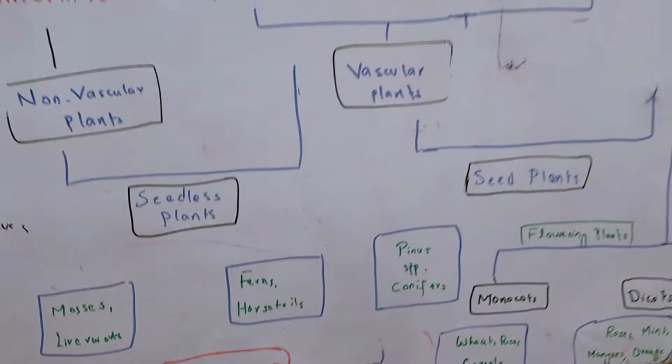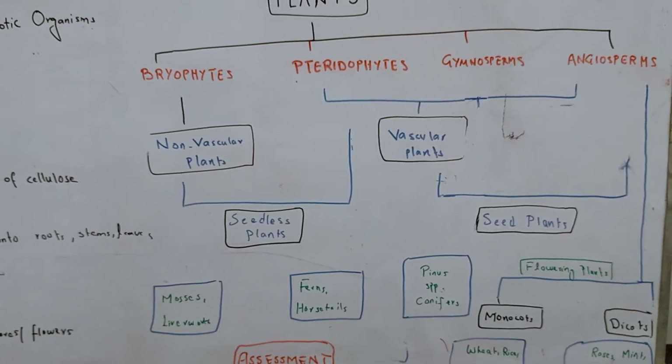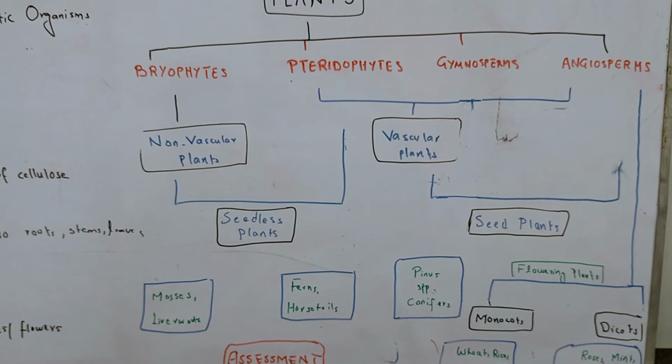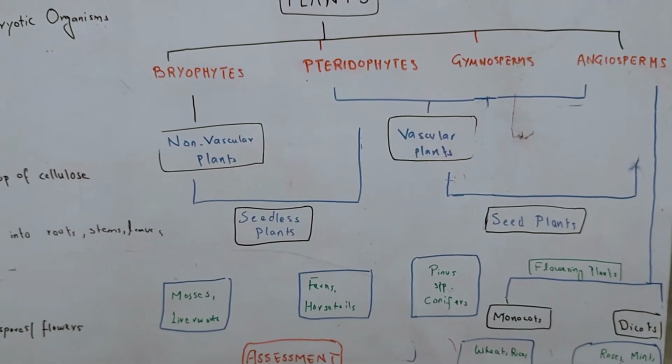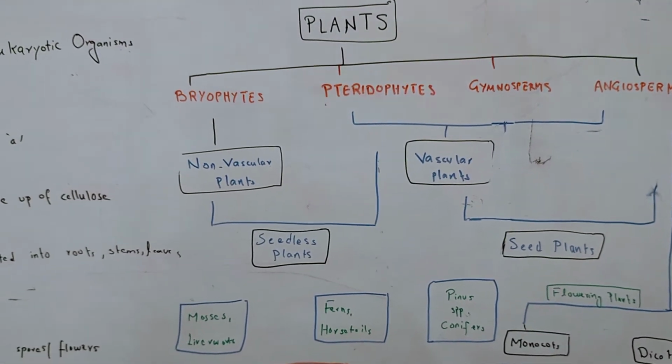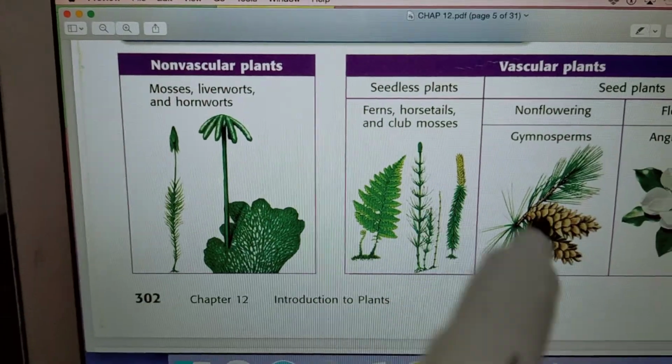In addition to this, there are two main groups, which are gymnosperms and angiosperms. So, gymnosperms are also vascular plants, but they are seed producing. So, many conifers and pine trees which you see around, they are all gymnosperms. So, this is an example of a gymnosperm.